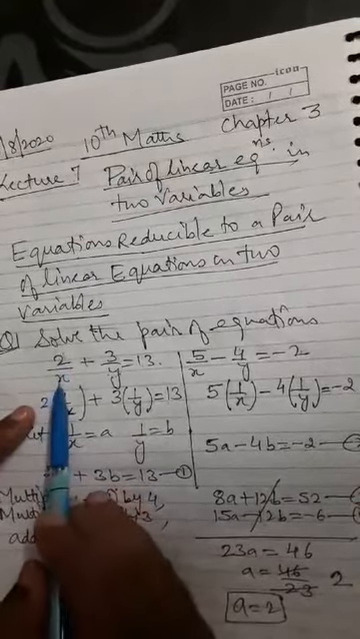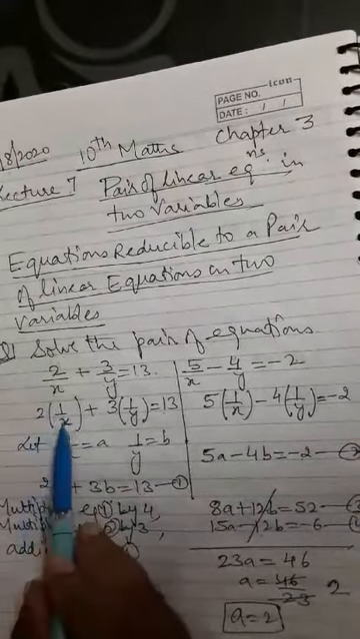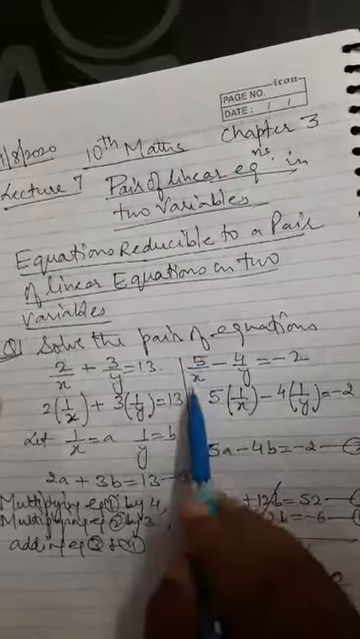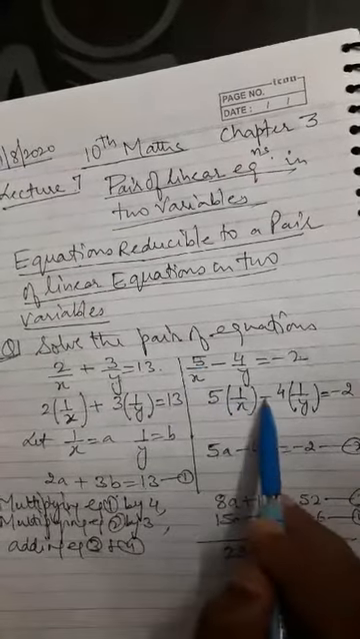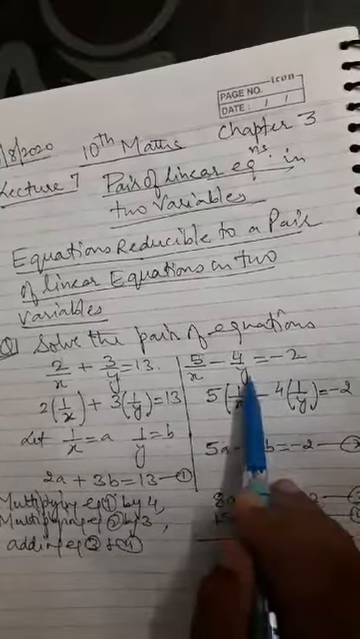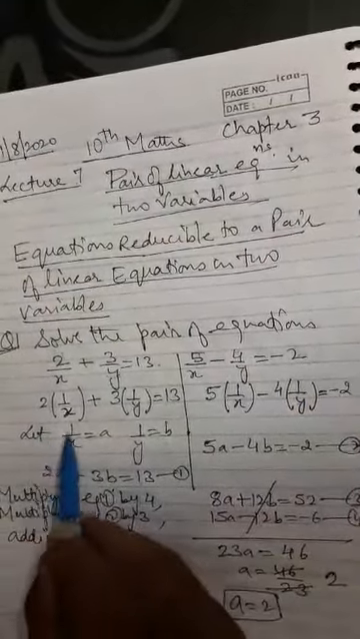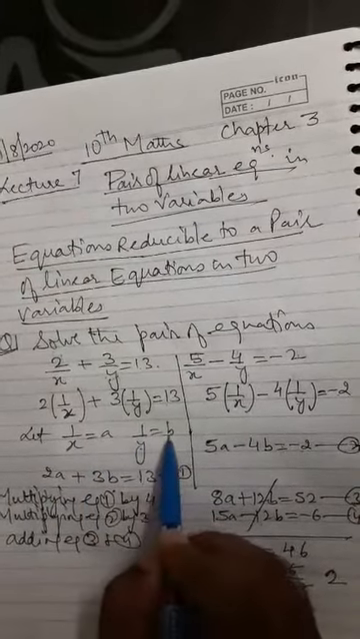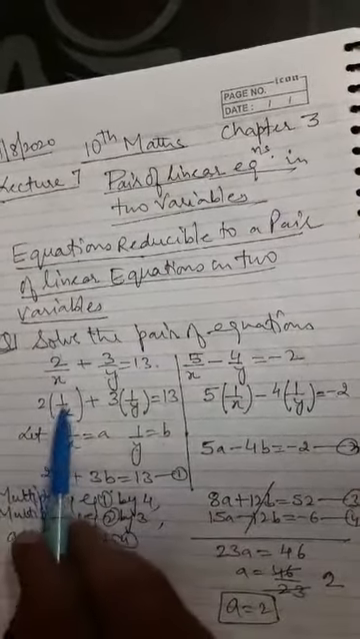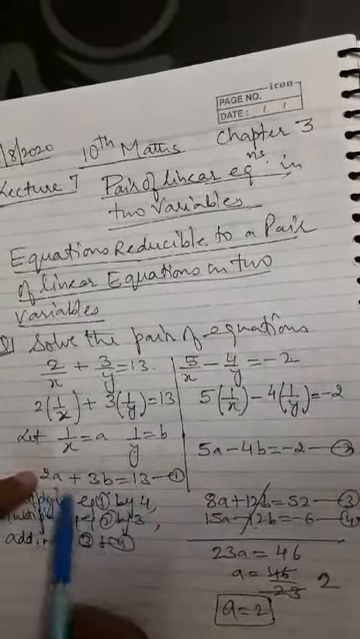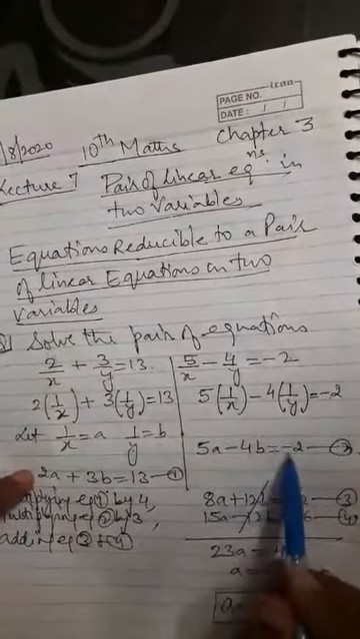So 2 upon x can be written as 2 into 1 upon x, plus 3 upon y can be written as 3 into 1 upon y equal to 13. 5 upon x can be written as 5 into 1 upon x, minus 4 upon y can be written as 4 into 1 upon y equal to minus 2. So let 1 upon x equal to a and 1 upon y equal to b. Now what will you get here? 2a plus 3b equal to 13. Here the variables are a and b. In the second equation, 5a minus 4b equal to minus 2.